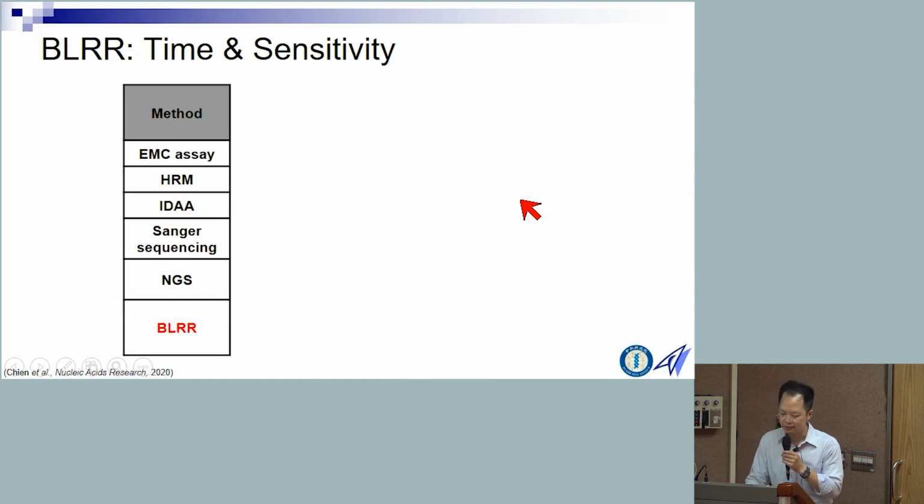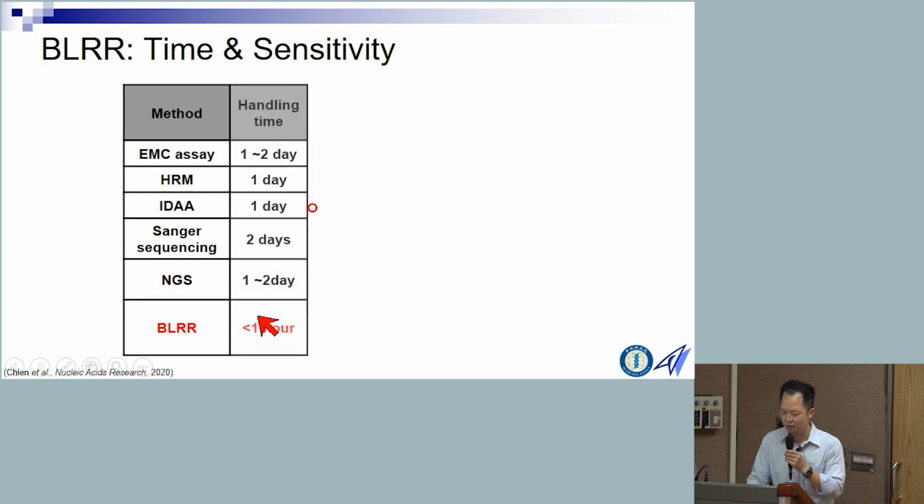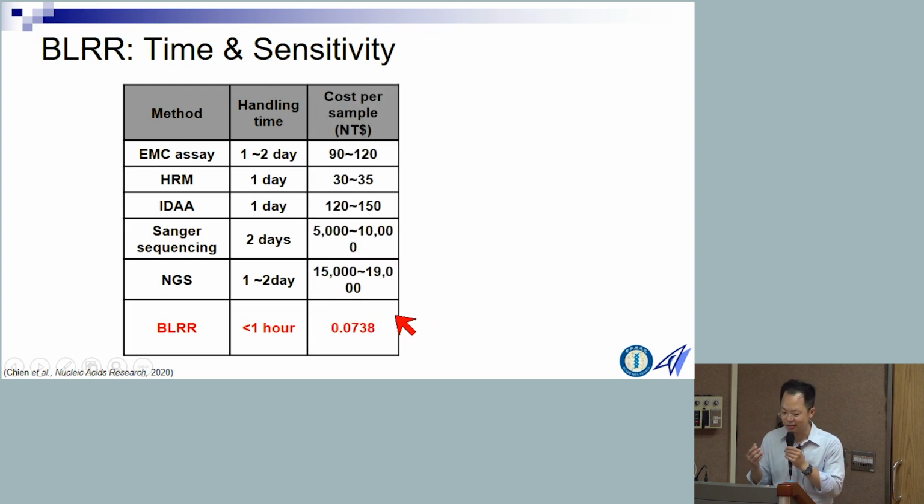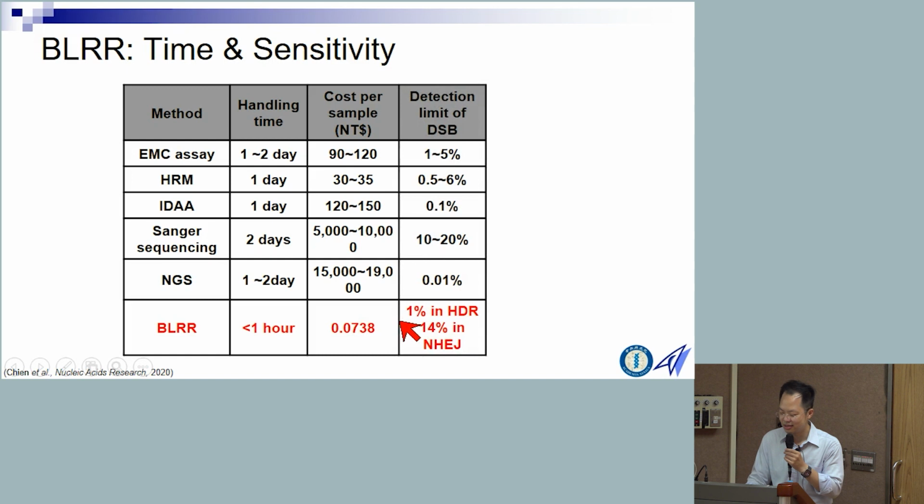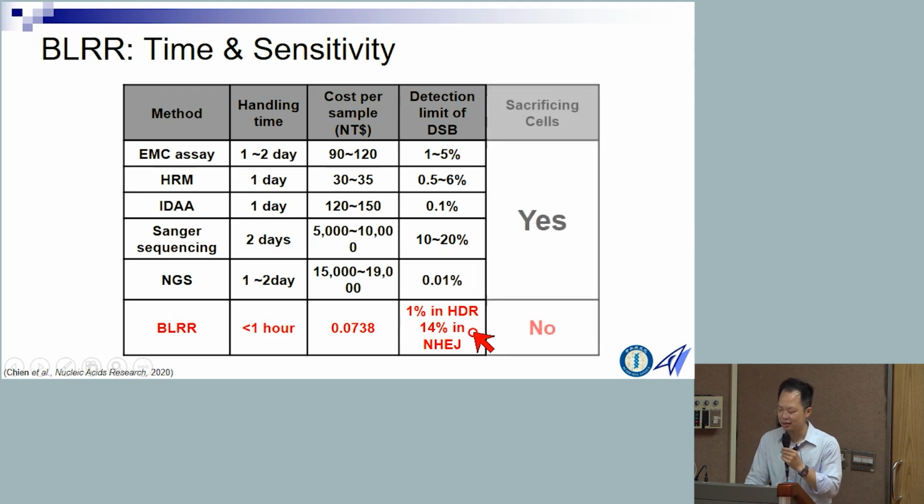Finally, for this part of the talk, what we were able to do is that BORR is really, really efficient and doesn't take much handling time. Once you establish the system, it's very economical for labs such as ours. Our competition is not as heavy as yours, but it's only 0.07 dollars, and I think one lunch box can pay for it several times. The detection limit, as we claim, is about 1% in HDR and 14% in NHEJ, once you set up your system well, which I want to emphasize. And this is an important part: you don't have to sacrifice your sample. You can do longitudinal study.